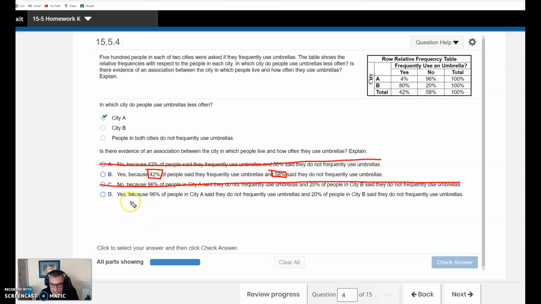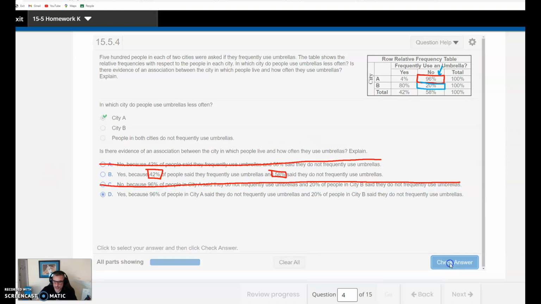Choice D here says yes. Remember, the question is: is there an association? Yes, because 96% of people in city A said they do not frequently use umbrellas, and 20% of people in city B said they do not. So what that is saying is yes, a ton of people in city A say no, but only a few people in city B say no. So it's very clear that if you're in city A, you're much more likely to say no than if you're in city B. So that's our winner, chicken dinner.